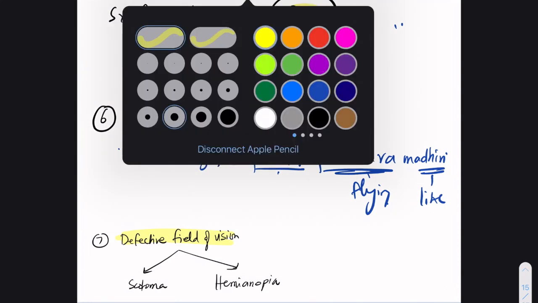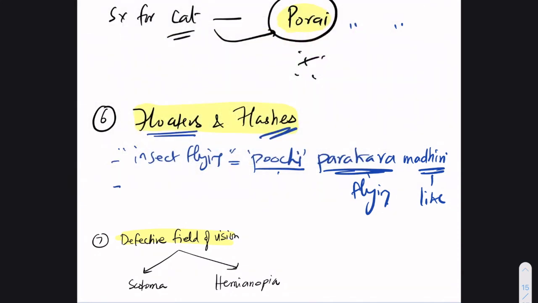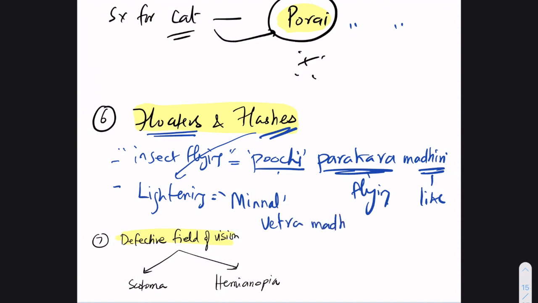Regarding flashes, flashes can be denoted as a sudden bright light. Here in Tamil, people will most often associate it with lightning, the sensation of lightning before your eyes, or some sudden bright light flashed before your eyes. Minnal means lightning. Minnal vetra madiri irka. Vetra means like a striking of lightning. So do you experience this striking of lightning sensation before your eyes? You're going to ask this: minnal vetra madiri irka. Very, very important.